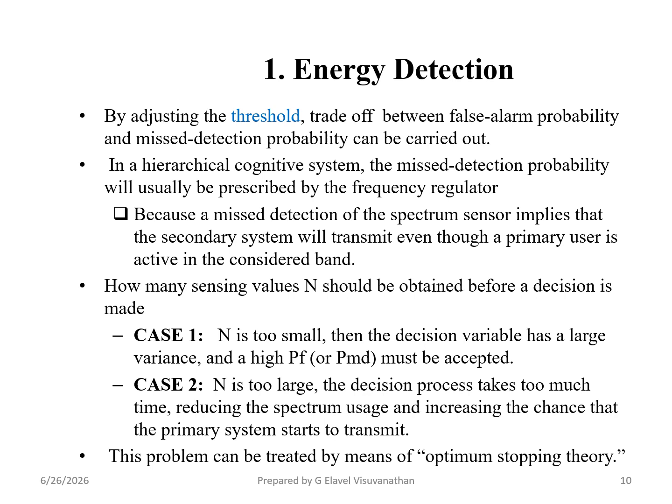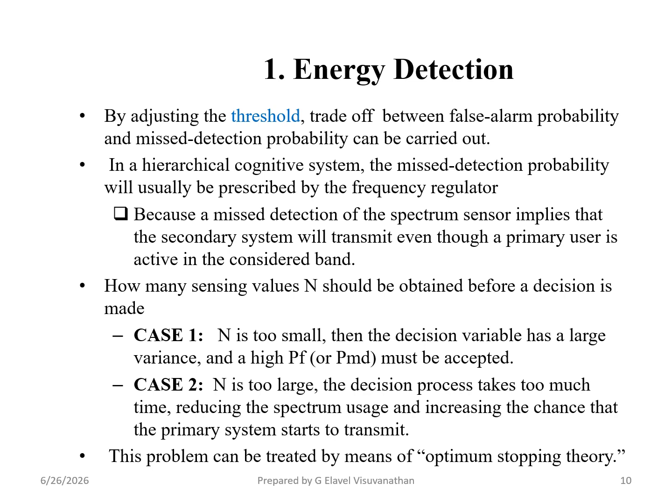Because a missed detection of the spectrum sensor implies that the secondary system will transmit even though a primary user is active in the considered band. That was in hierarchy. The missed detection probability will usually be prescribed by the frequency regulator. The missed detection of the spectrum sensor implies the secondary system will transmit even when the primary user is active in the considered band.